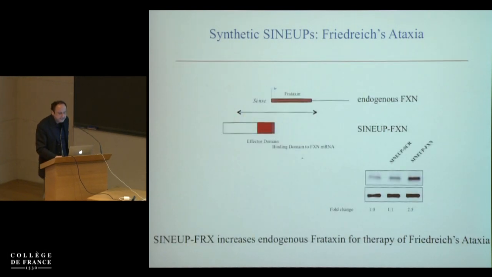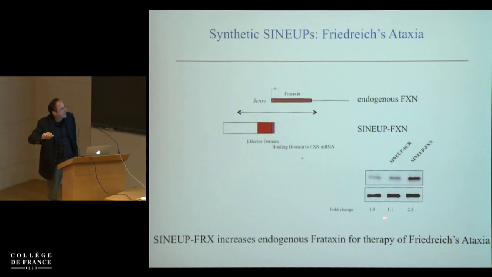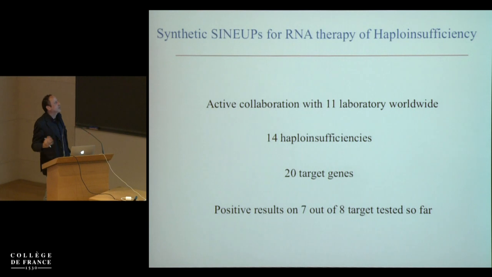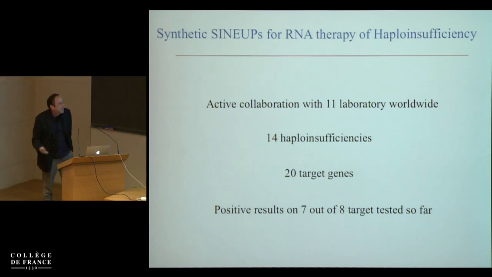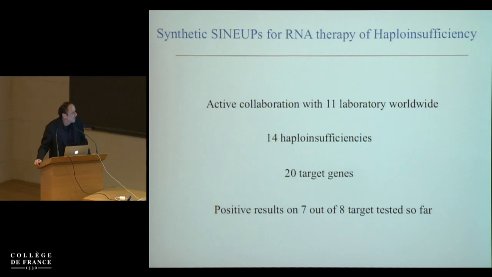We created a synthetic synapse against, for instance, frataxin, for Friedreich ataxia, and here you can see a synapse for frataxin that is able to increase endogenous frataxin level 2.5-fold. Right now we have an active collaboration with 11 laboratories worldwide for 14 haploinsufficiencies, 20 target genes, and we have several positive results.